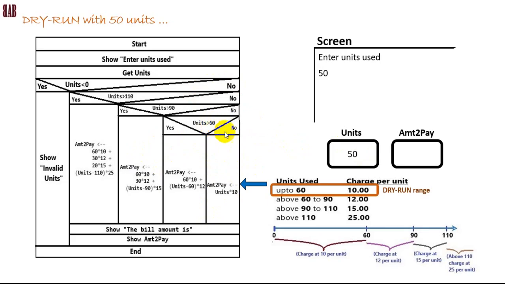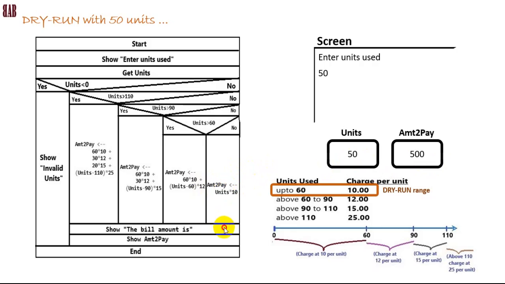As you can see, this calculation is directly what's going to happen when it is not greater than 60. When you are in this range, it's just going to take the units and multiply by 10 and put it into amount to pay. So units is in this case 50. 50 into 10 is 500. 500 goes into amount to pay. So the amount to pay will become 500.